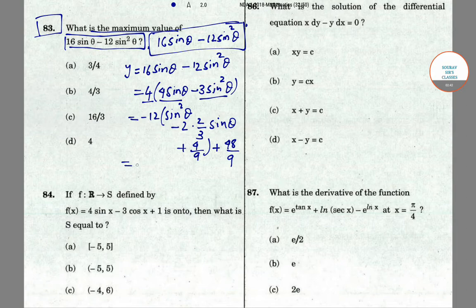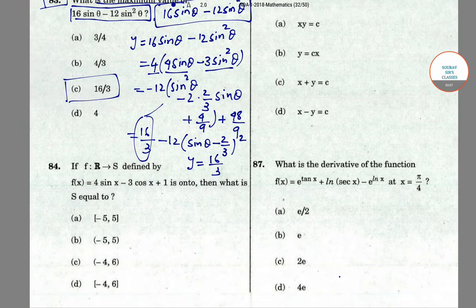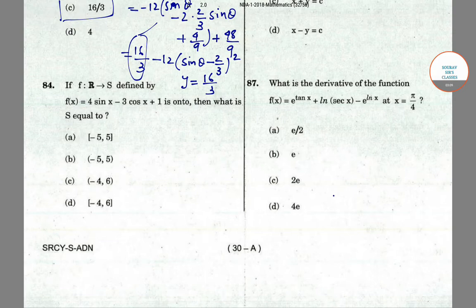Now if you further solve it, you will get the value to be 16 by 3 minus 12 into sine theta minus 2 by 3 whole square. So the maximum value of y will be 16 by 3. For which the right answer would be option C. I hope you guys have understood it. Now we'll go to the next question.